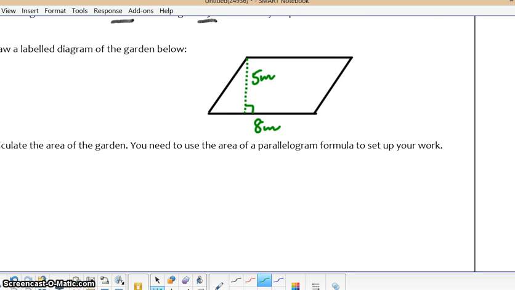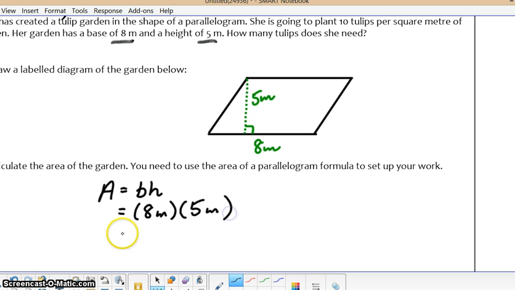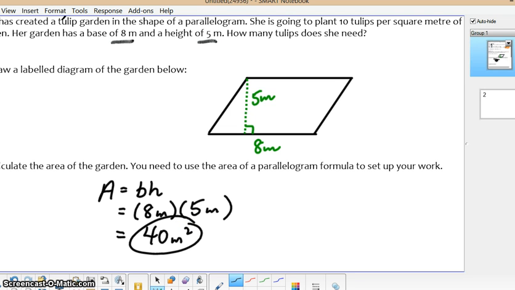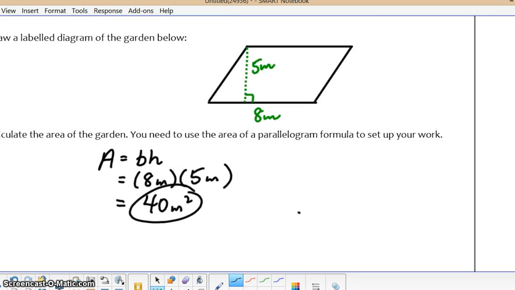Okay, how many tulips does she need? So we need to calculate the area of the garden first to figure that out. Remember, when you're calculating the area of a parallelogram or any formula, you start off with the formula itself, A equals base times height. The base in this case is 8 meters. Show your substitution in brackets, times 5 meters. We know our final answer is 40 meters squared. Now, I just want to make sure we have units. We've made sure that we have indicated the units, 40 meters squared.